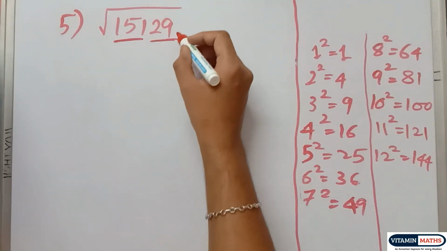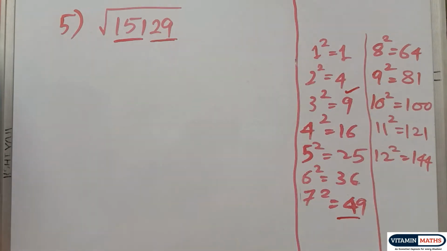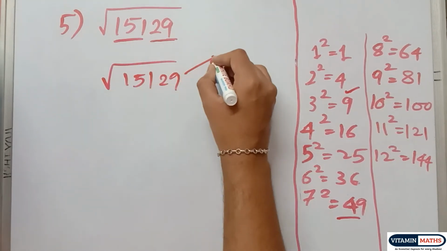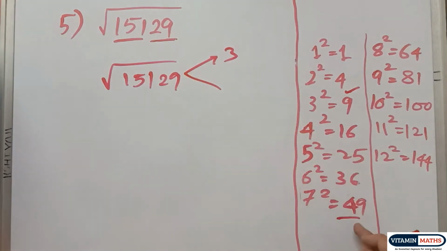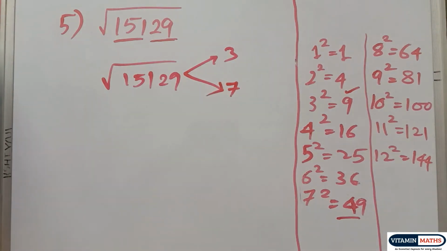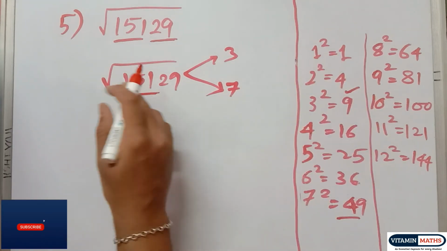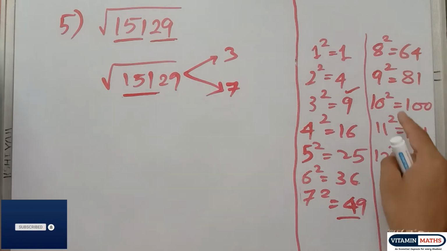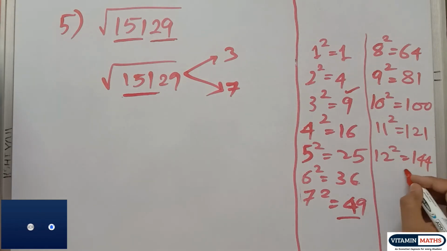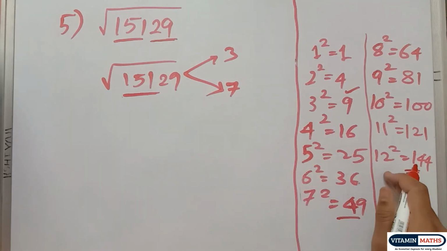Now just see the number which is ending with 9 here. So 3 and 7. Let me write again 15129. If I write 3 here, another number is 7, or 10 minus 3, directly you can write 7. Now we have to check a perfect square which is very close to 151. I have written 11 square is 121 and 12 square is 144. So this 144 is very close to 151. So we pick up 12.